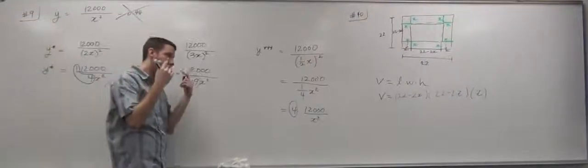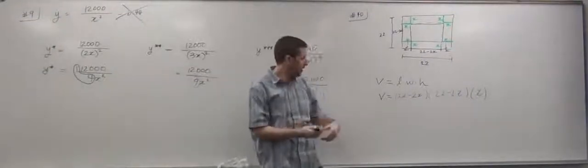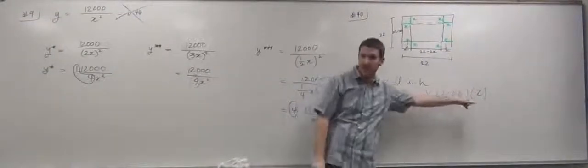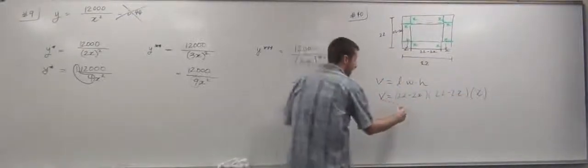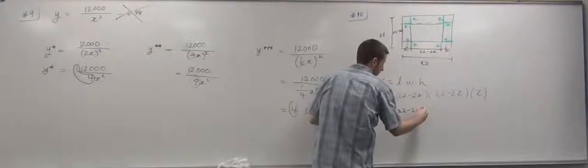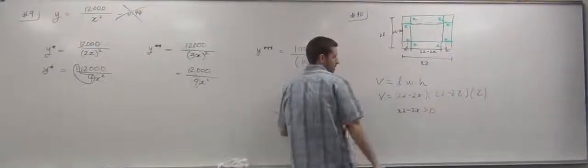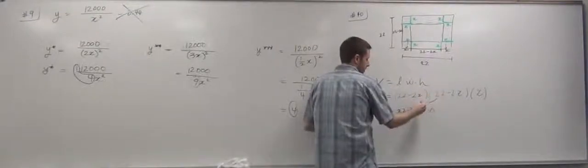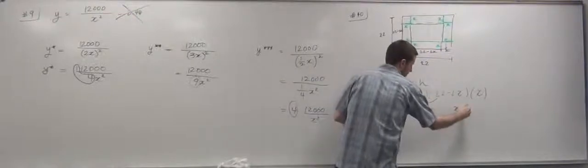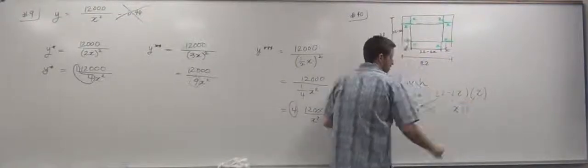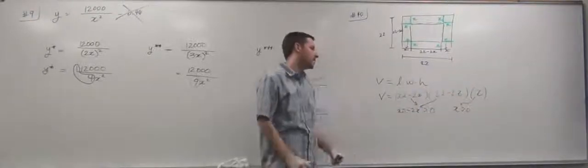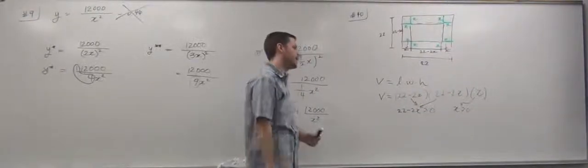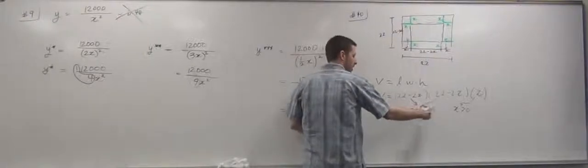One pretty easy way to do it: if this is the length, and this is the width, and this is the height, your restriction just has to say the length better be greater than 0. The width better be greater than 0. And the height better be greater than 0. So you can take each one of these functions and say they have to be greater than 0 to find your domain.